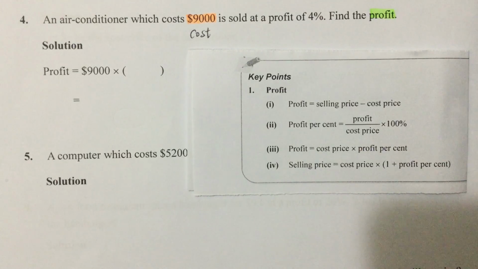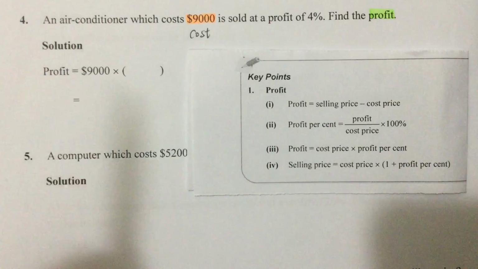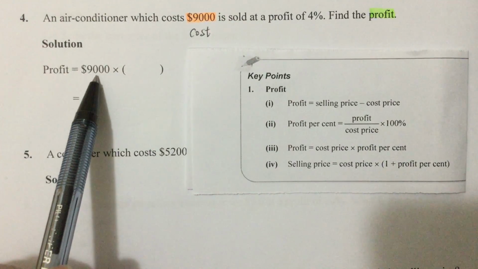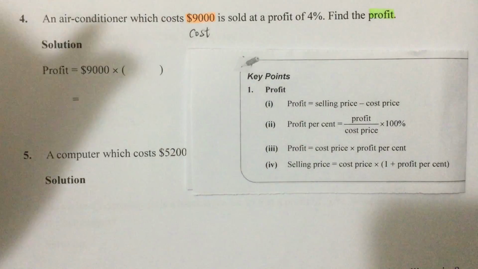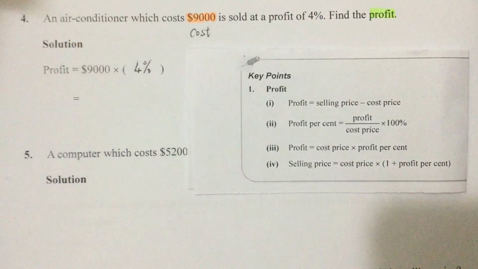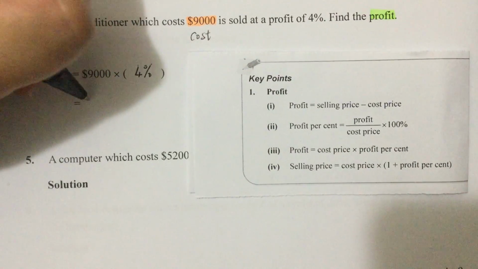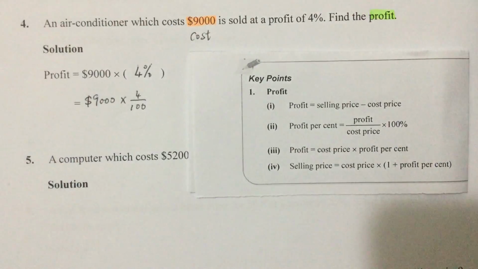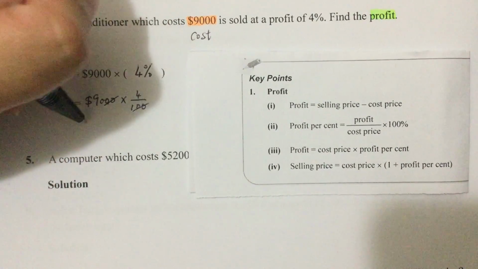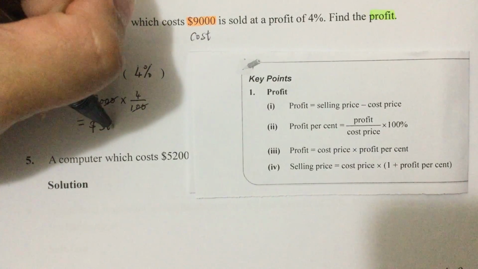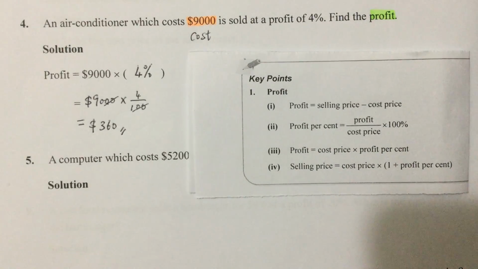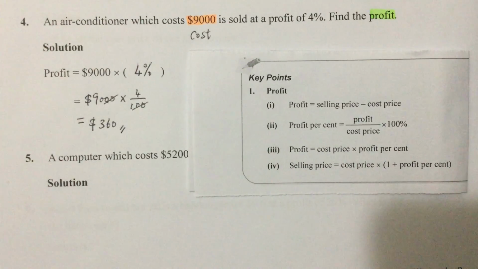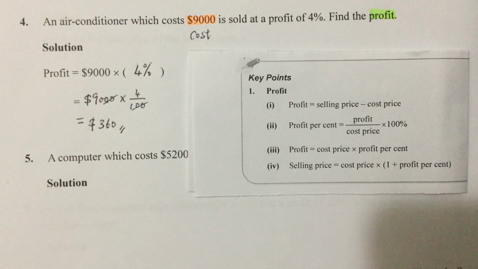Okay, now we are going to talk about the answer of question 4. So if you cannot finish, just pause the video. Immediately, you can use the cost price is $9,000 and you have the profit percent. You write down here immediately. So you will get the profit. So we have 9,000 times 4 over 100 and we can do the cancellations. So the answer is $360 for the profit. Okay, this is easy for you to do. And then we will go to question 5 immediately.